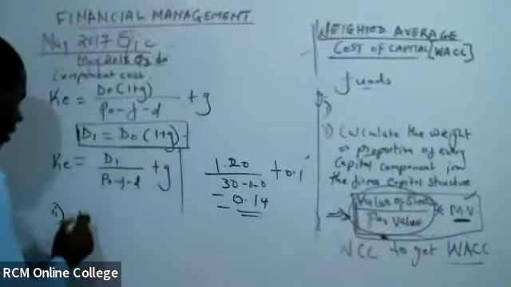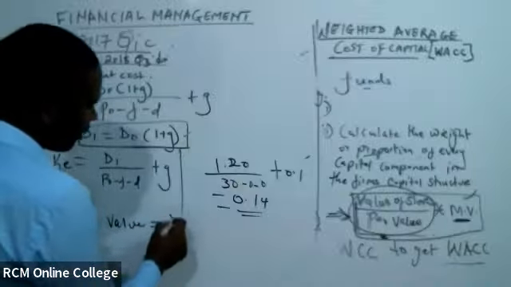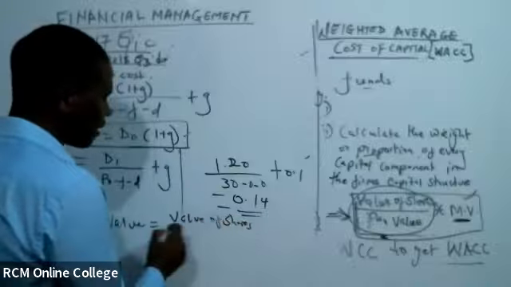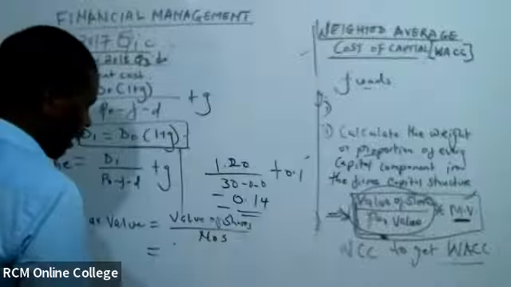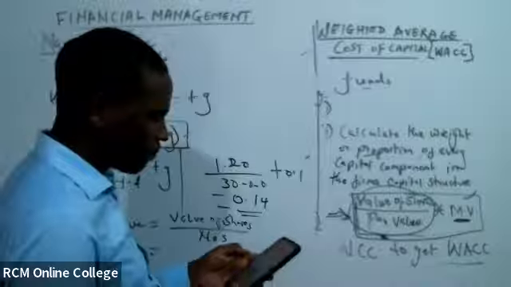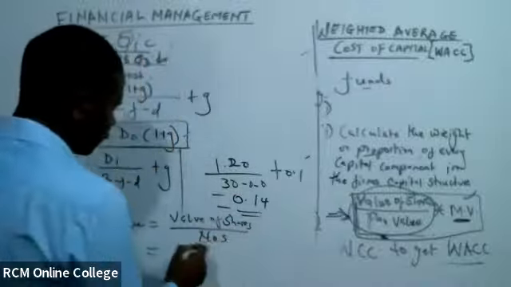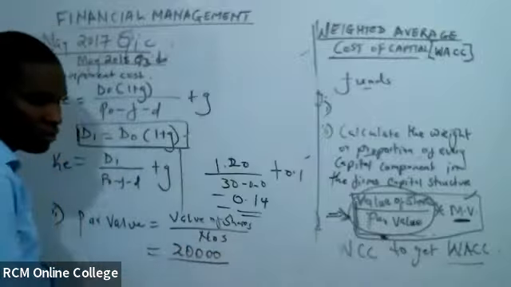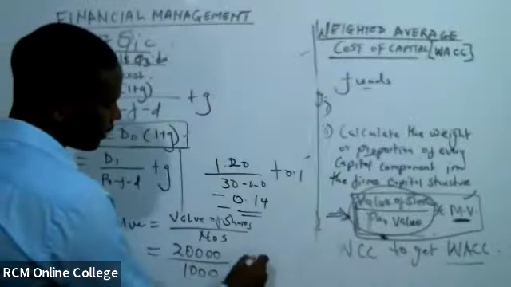Alitaka tutafute par. So the par will be given by par value is equal to the value of shares divided by the number of shares. That will be equal to value ni ngapi? Value ya preference share ilikuwa ngapi? Tulipewa 20,000. Alafu tume-eliminate 3 zeros. Divide by what? 1,000. So par ya hii ni 20.